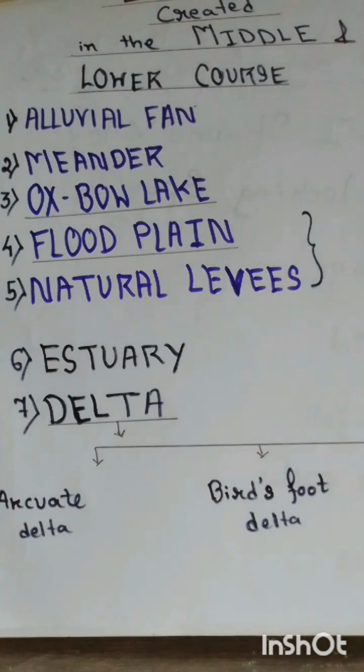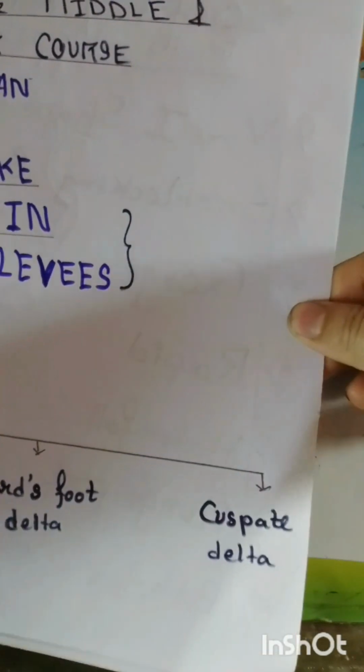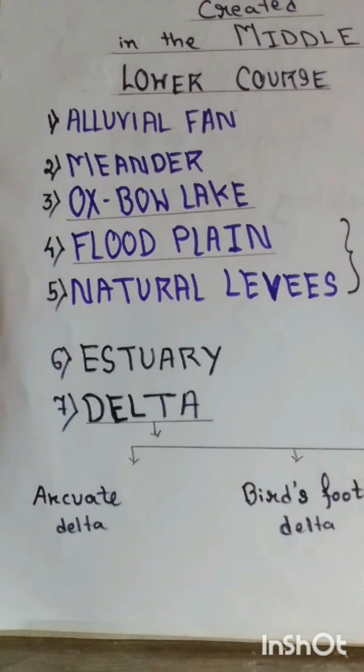Though floodplain and natural levees can be seen in the lower course some of the time, mainly we will see the estuary and the delta. Delta can also be divided into three types according to its structure, that is arcuate delta, bird's foot delta and the cusped delta. These are the three types of delta. According to the structure we can divide it.